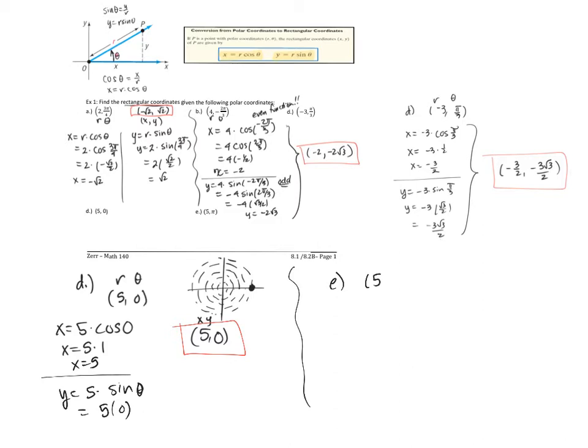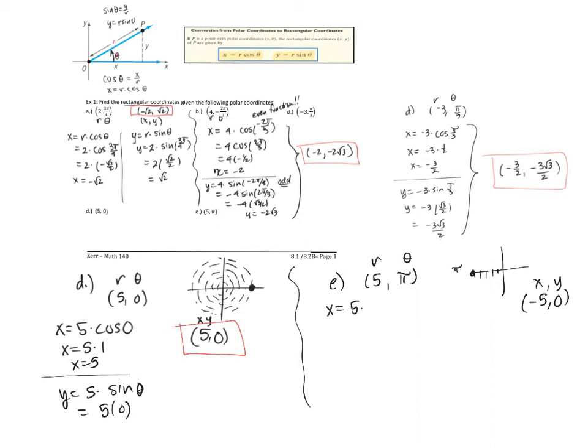And now let's look at E. We have an r of 5 and a theta of pi. So let's just look and see where that is. That's out at 1, 2, 3, 4, 5 at an angle of pi. Okay, so this looks like it'll be at the point negative 5 for x and y of 0. And we'll just see why that works.